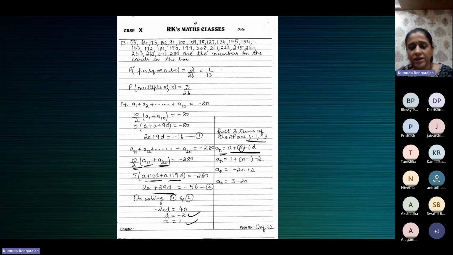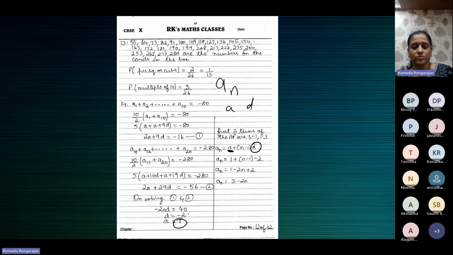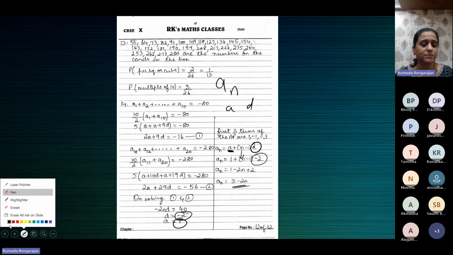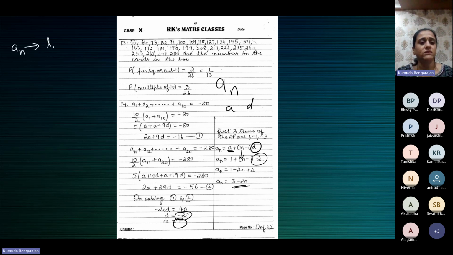So here you don't substitute for n. You substitute only for A and D because you want to find AN, right? So n is n. You'll have to substitute for A and D. A is 1 and D is minus 2. N will remain n. So you can see here, 3 minus 2n. Recall, AN is a linear expression in n. Sn will be a quadratic expression in n. AN will always be a linear expression in n. Sn will always be a quadratic expression in n.